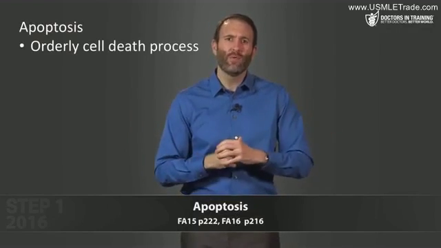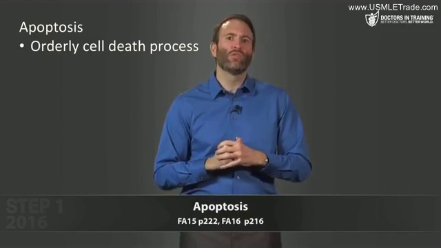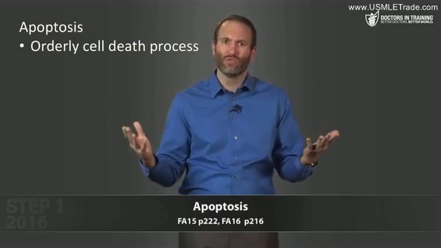So first let's talk about apoptosis. Apoptosis is an orderly cell death process. And when we say orderly, we mean that we expect and actually plan for this cell death. It is a natural and needed process that serves to get rid of cells that are no longer of any use. So why is apoptosis so important? Why do we need a complicated process to allow our cells to die? That should be easy, right?